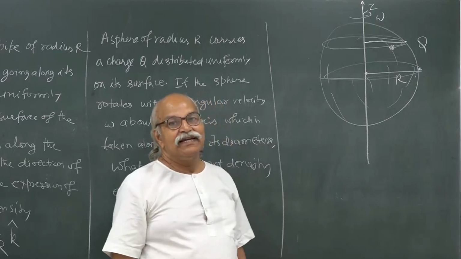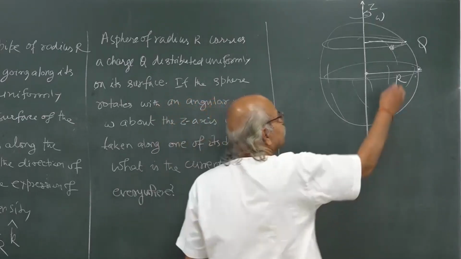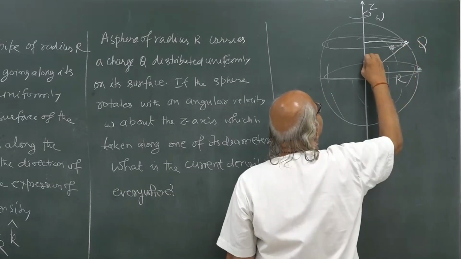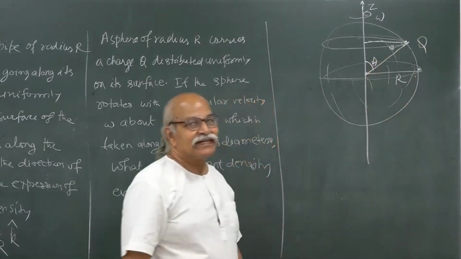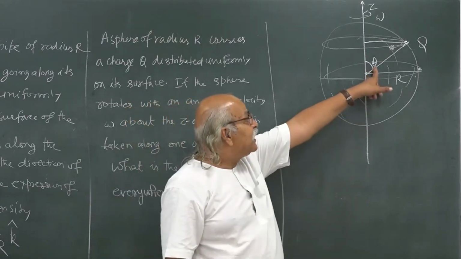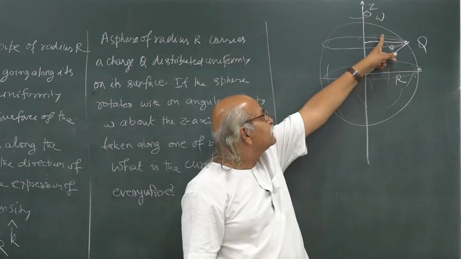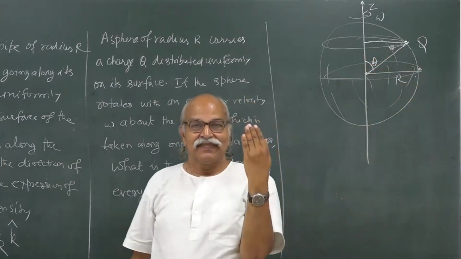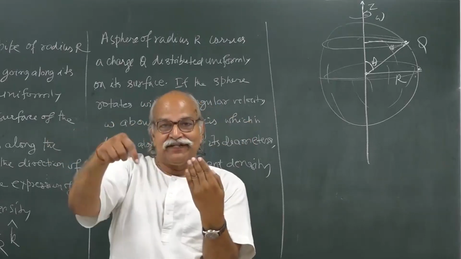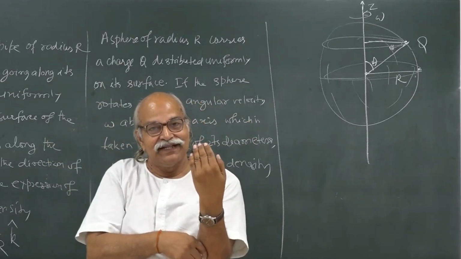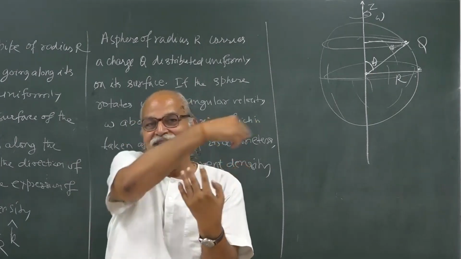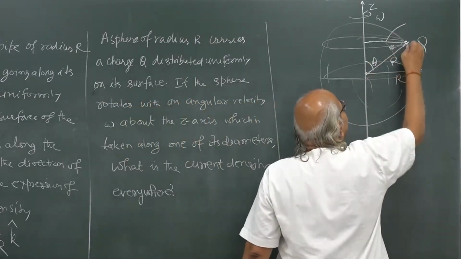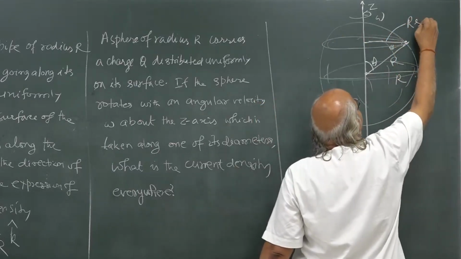If you use spherical polar coordinates, and here is your point, then this angle is known as theta, the angle from the z-axis. And this theta is the same, if you take any point on this circle, join it to the center and see the angle with the z-axis. It is making a cone. So this angle is theta, and therefore the radius of the circle is r sin theta.